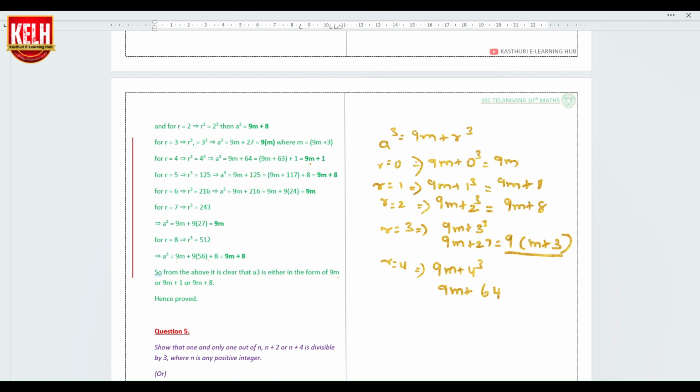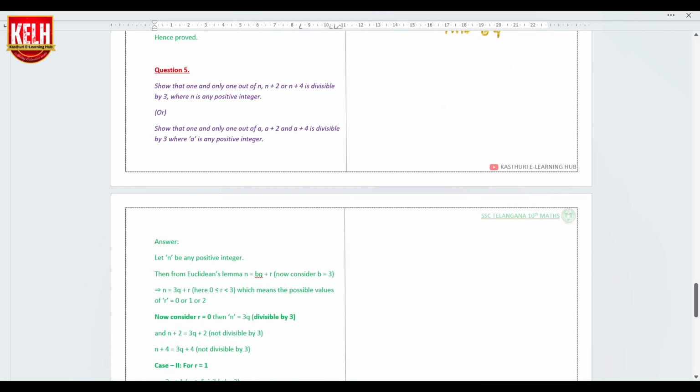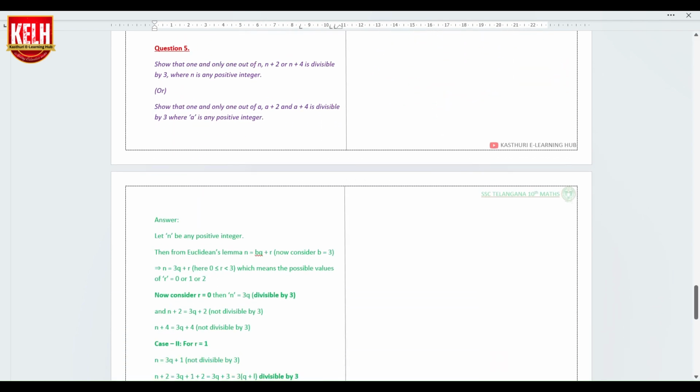Okay, so move on to the next one. Show that one and only one out of n, n plus 2 or n plus 4 is divisible by 3. Okay, so firstly we have to show that among these three, either n is divisible by 3 or n plus 2 is divisible by 3 or n plus 4 is divisible by 3.